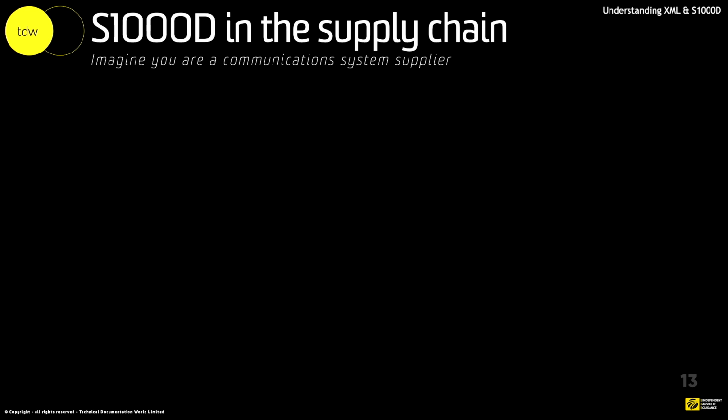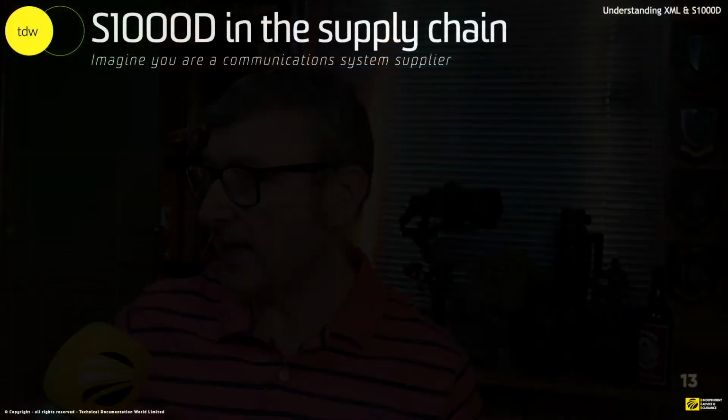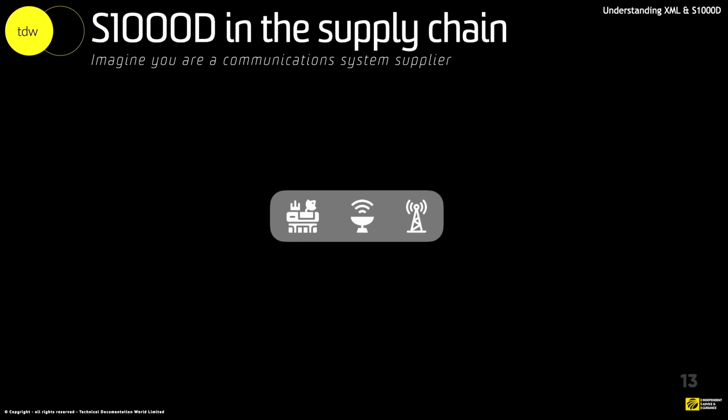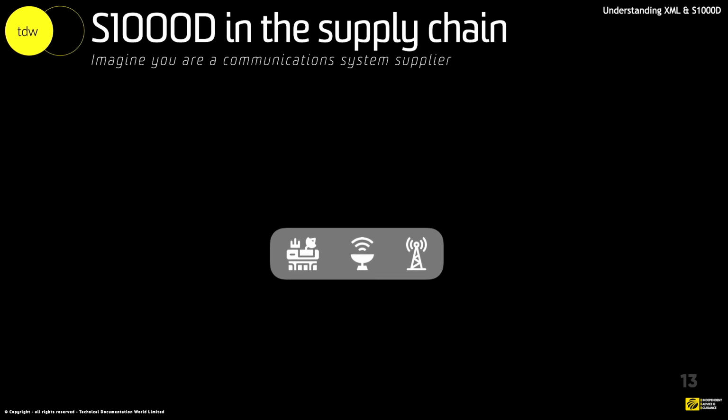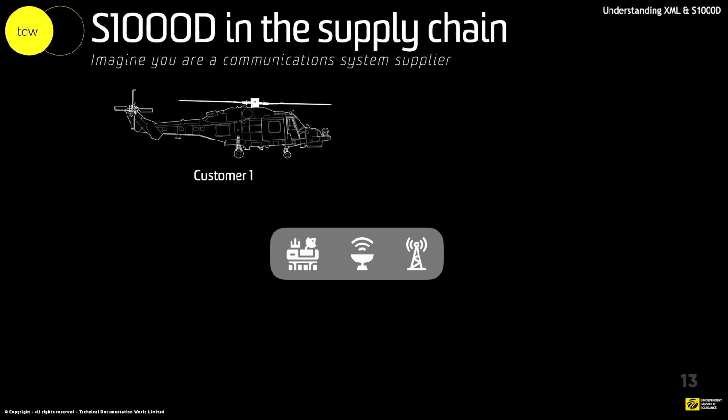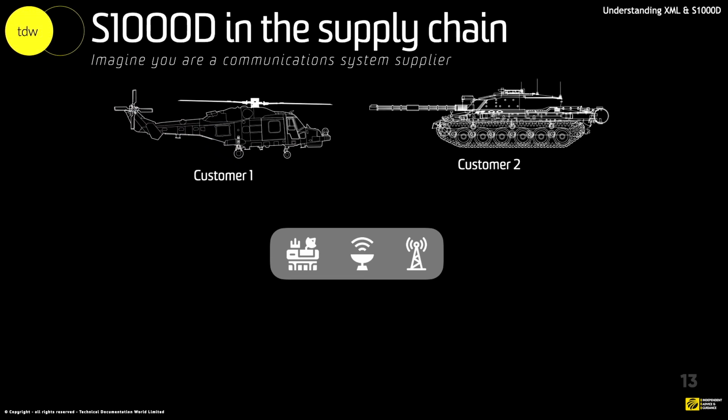So if we imagine we are a communications system manufacturer and supplier, and again, I have made this up. It is not any particular product or project. I'm just using this for illustrative purposes. And imagine we are creating components of a communication system, and we have different customers that are using different elements or all of our particular communication system. So here you can see that we have our communication system in this particular made up example.